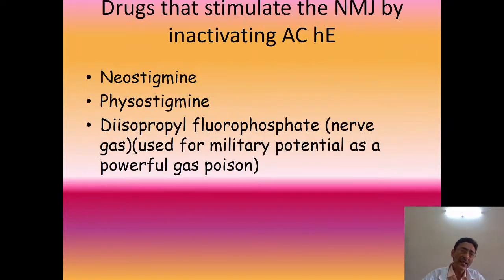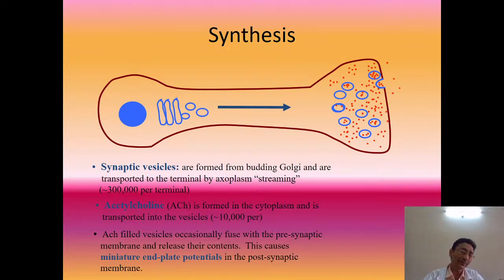Then there is another condition which is known as Eaton-Lambert syndrome. Now, what is this Eaton-Lambert syndrome? It is a disease which affects the neuromuscular transmission, but the pathophysiology here is different. In Eaton-Lambert syndrome, there is a genetic defect and it prevents the entry of calcium ions into the neuron.